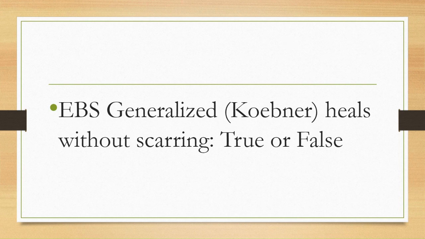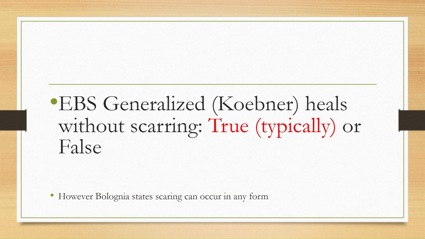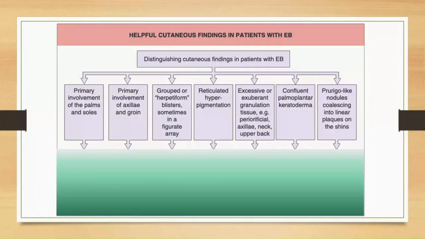EBS generalized, Koebner, heals without scarring. What do you think? Is that true? Is that false? It's true, typically. Now, Bologna can argue, and scarring versus non-scarring should not be the reason you're making a diagnosis ever, because there's a lot of controversy with that, especially as these cases are low in number and there's lots of argument. And we talked about this, didn't we, guys? We went through this. So let's go through it again.